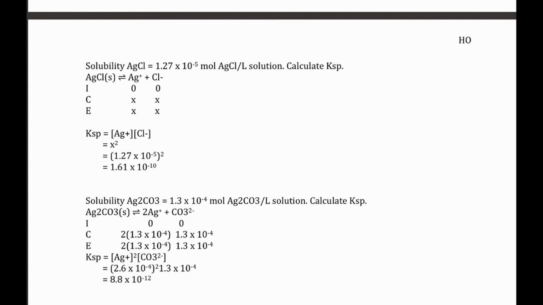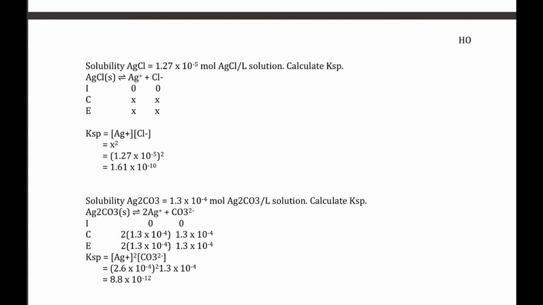Calculate Ksp from it. So our reaction is Ag2CO3 solid in equilibrium with 2 Ag+ plus CO3 2-. We do our ICE table. They each start at 0 and they change in this way. The silver changes by 2x, or 2 times the solubility, and the CO3 changes by x, or just the solubility, the 1.3 times 10 to the minus 4.